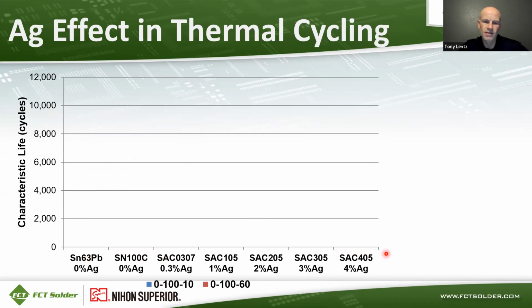Here's another chart of characteristic life on the y-axis, and then the different solder alloys are shown on the x-axis in order of increasing silver content from left to right. So we're going from 0 silver content up to 4% silver content. And then there's two different times for this temperature cycle. So the dwell time is 10 minutes for the blue bars and 60 minutes for the red bars.